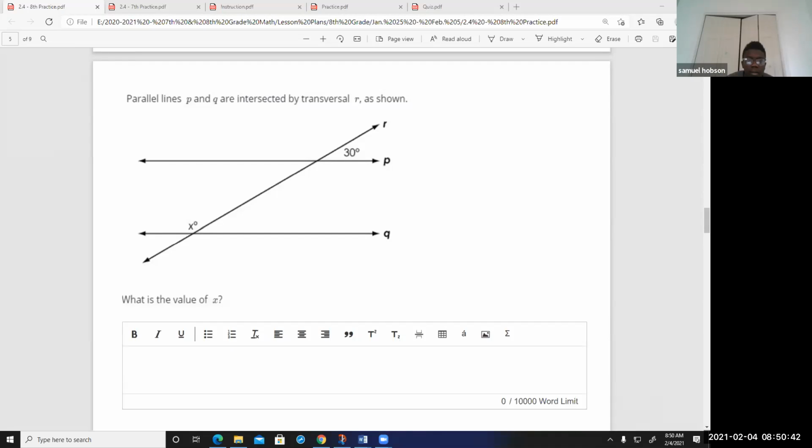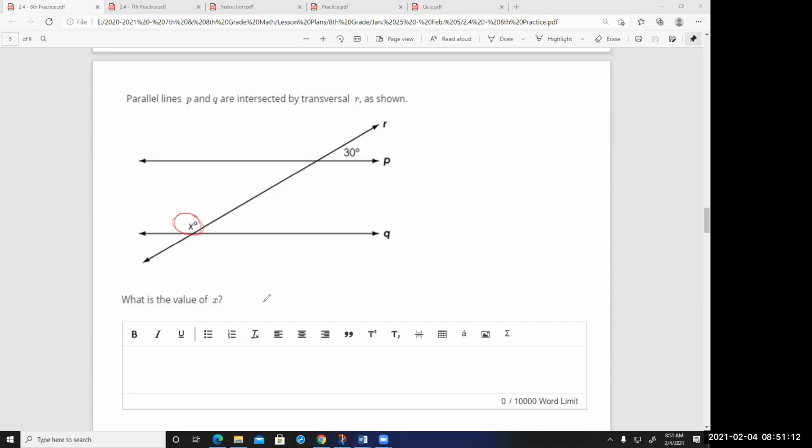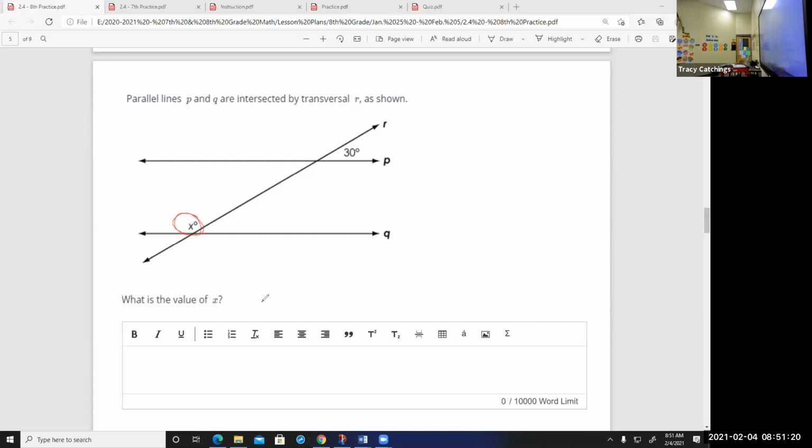Parallel lines P and Q are intersected by transversal R as shown. What is the value of X? All right, so we're looking for X. This is a transversal. What can we use to help us figure out X? We know that the line that the X is on is supposed to equal 180 degrees. All right, but we need to know some information to help us figure out X. The angle 30 is also corresponding to the space under x, and you can subtract that from 180.